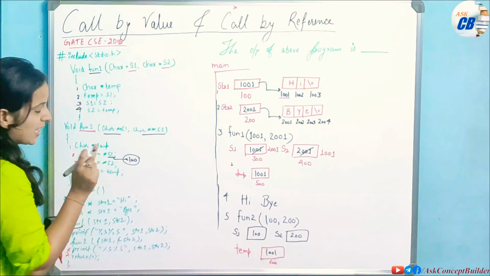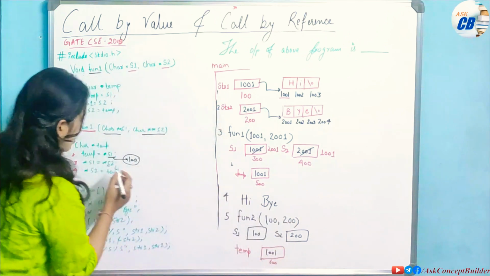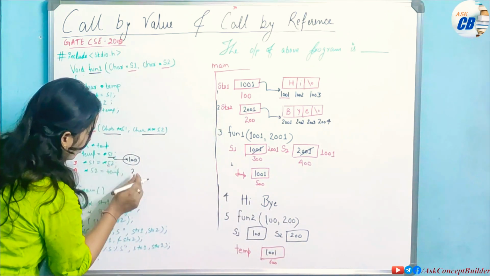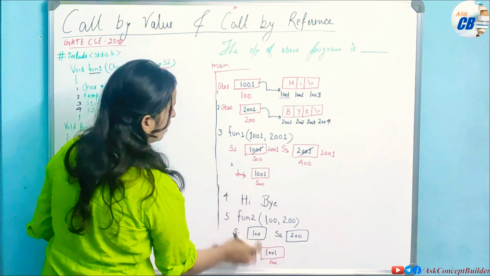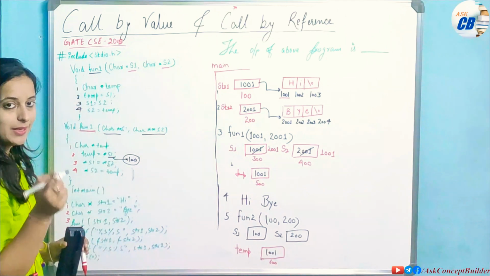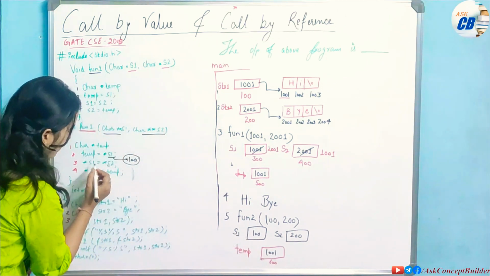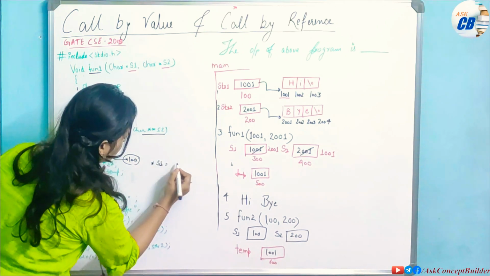*s1 equals *s2. What is your s2? S2 is your 200. And value at 200 is your 2001, and that will be allocated to s1. What is your s1? 100. See here, I will do this here because this is *s1 equals *s2.